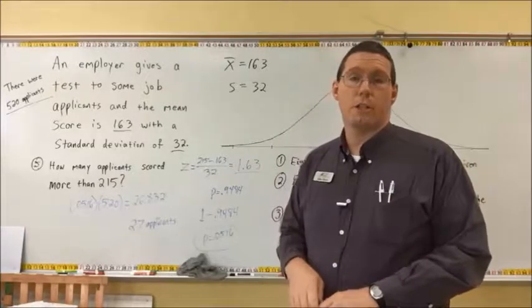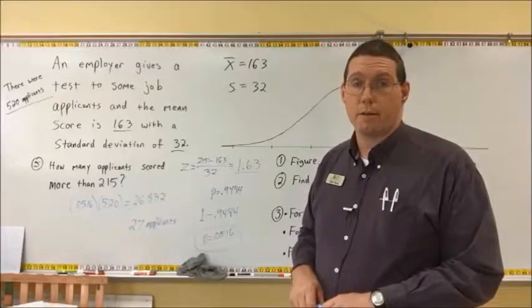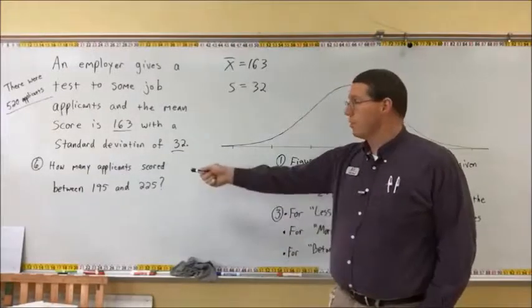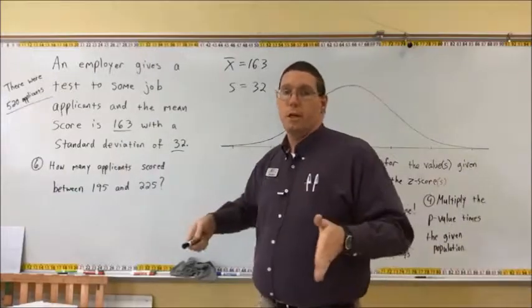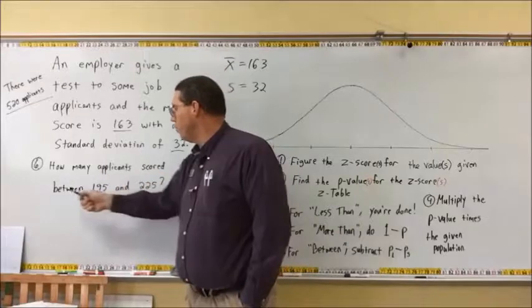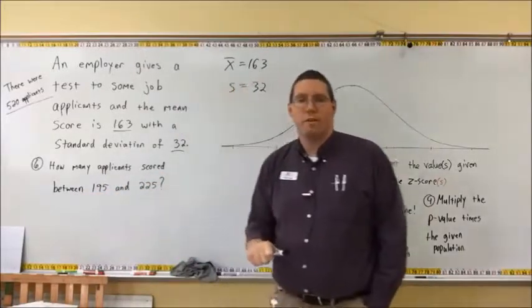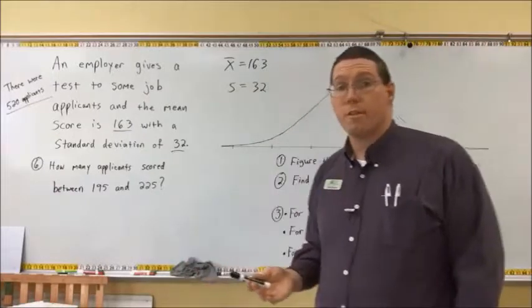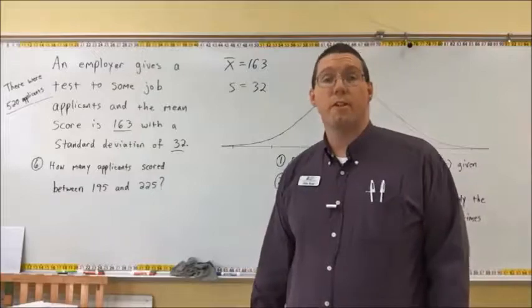Try one more kind of question, and we will be done with the lesson for day 6. The last kind of question we're going to learn today is how many between two numbers. So now our question is, how many of the applicants scored between 195 and 225? We're going to do this the exact same way we did the last between problem.